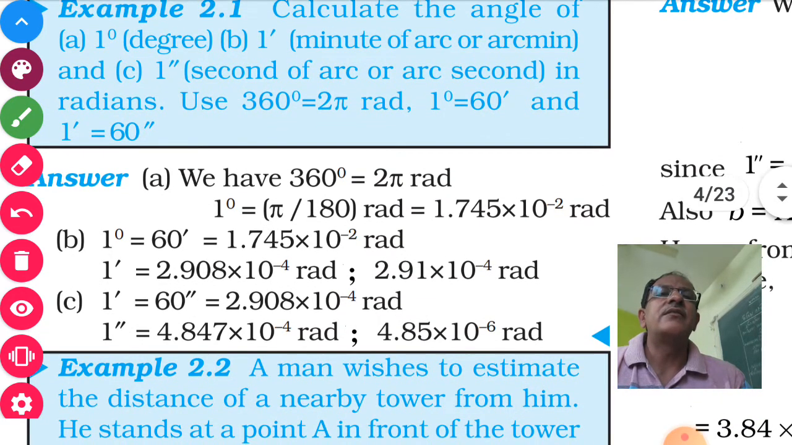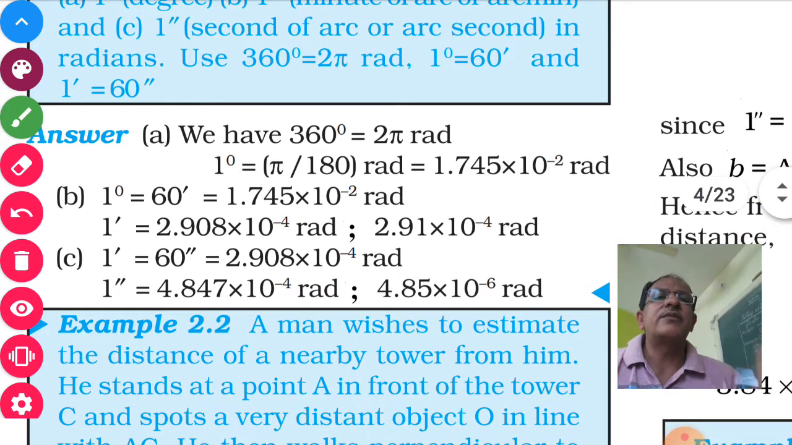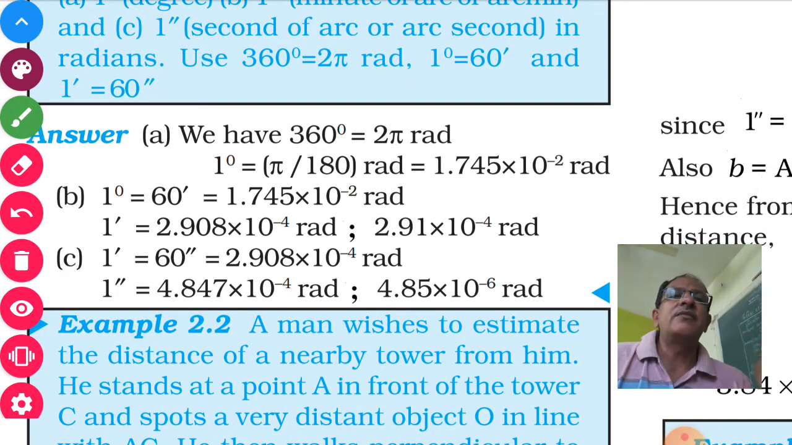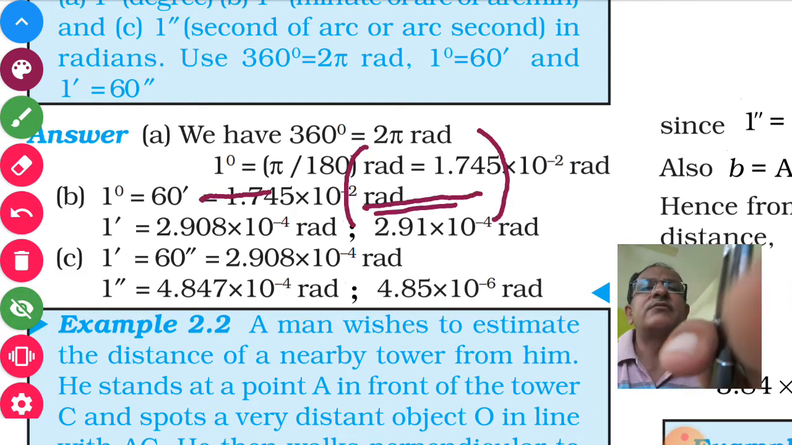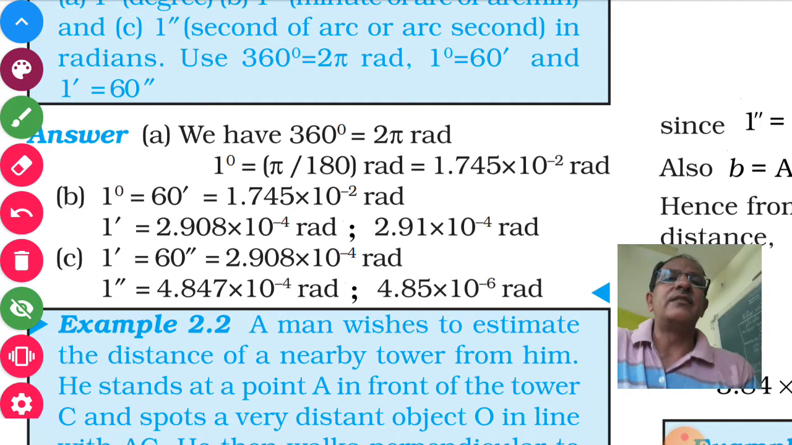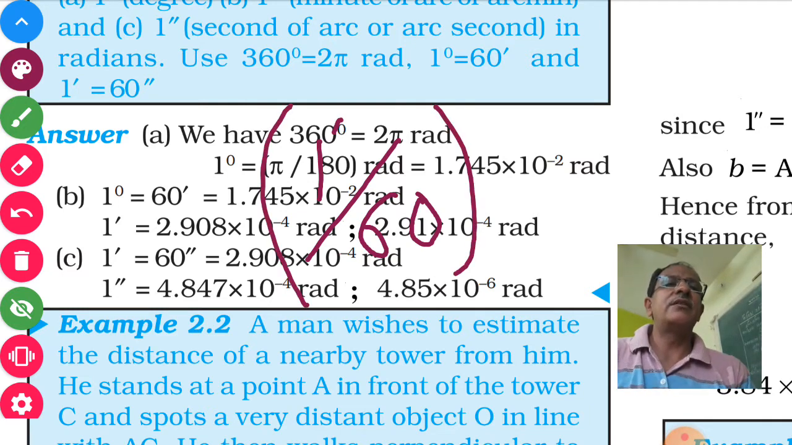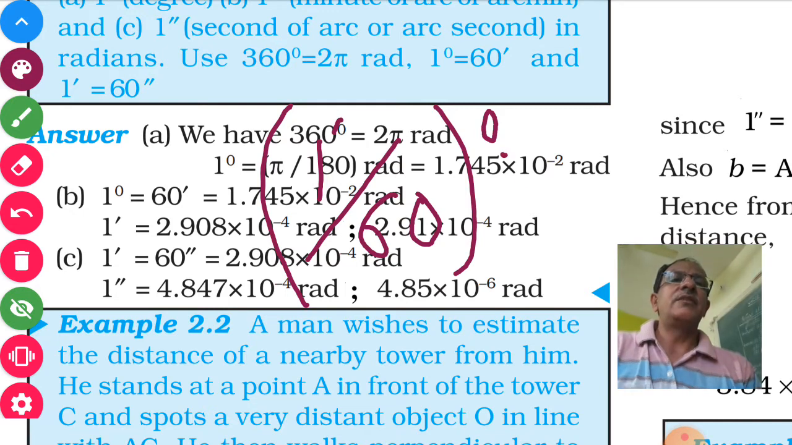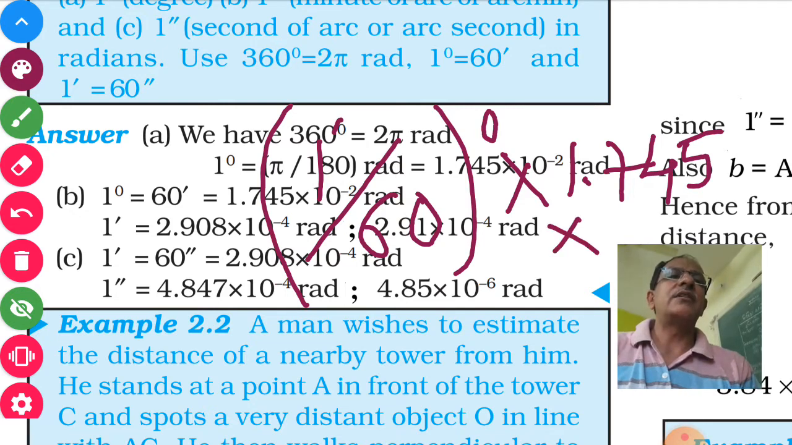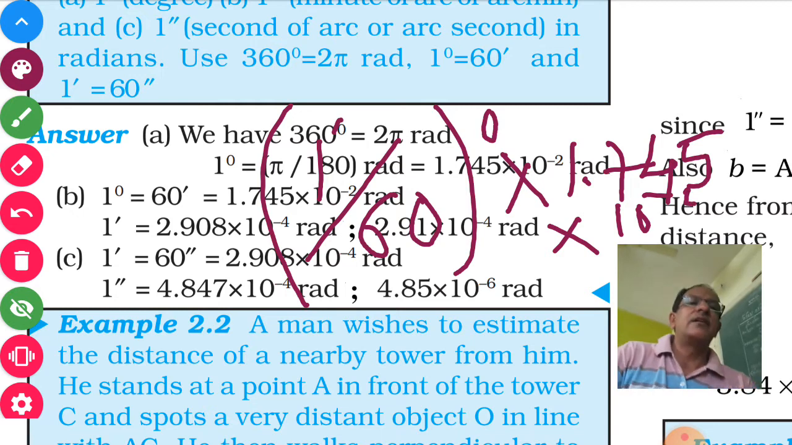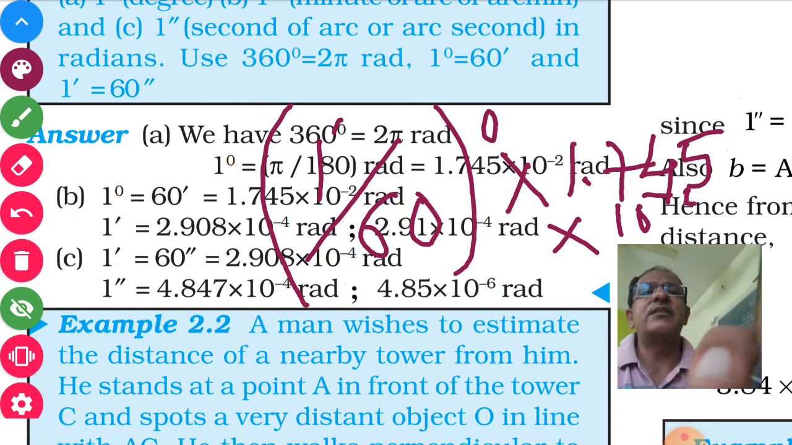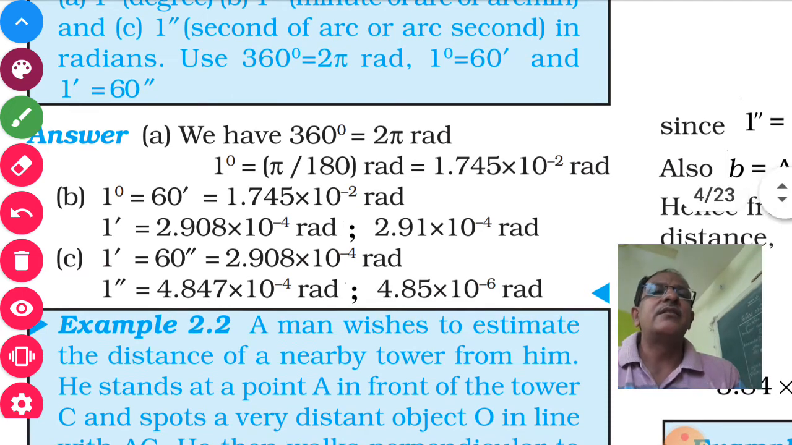1 minute. First of all, 1 minute is converted into degree, so you just have to divide 1 minute by 60. This answer will be in degree, and then you multiply this by 1.745 into 10 raised to minus 2, and you will get the answer which is given here. That will be in radian.